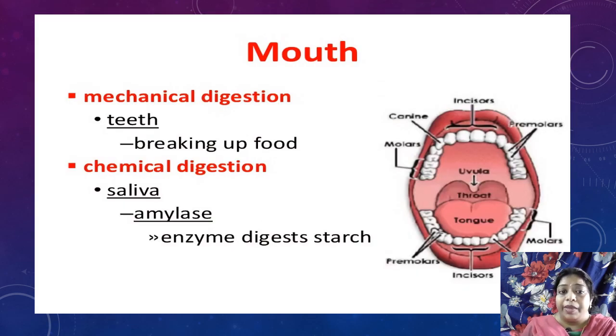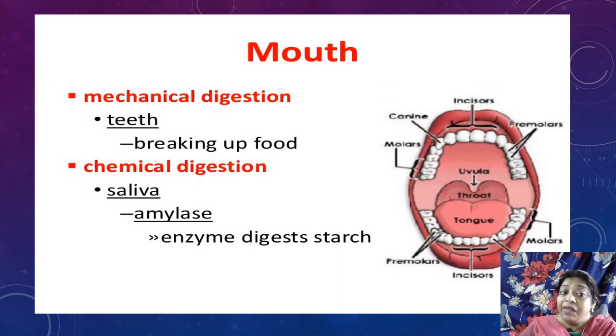When you talk about mechanical digestion, the teeth help in breaking the food. I told you about 4 different types of teeth. You can see the pictures also here: the incisors, the canines, the premolars, and finally the molars, right? And of course the tongue.